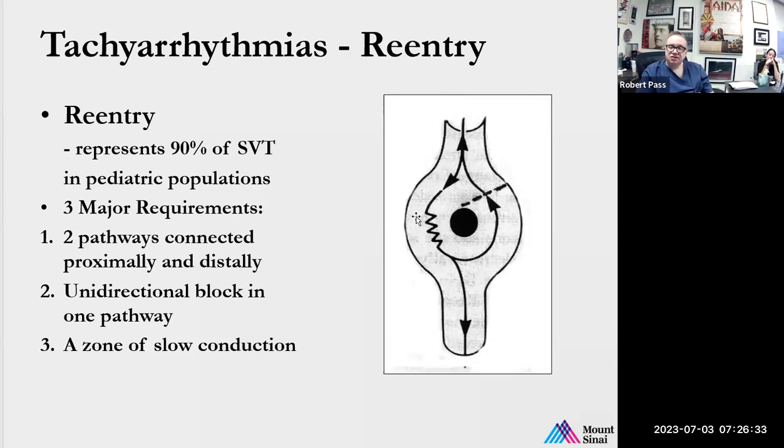And finally, there needs to be a zone of slow conduction so that by the time the reentry comes back, the other pathway is no longer refractory and able to persist in tachycardia or continue tachycardia.